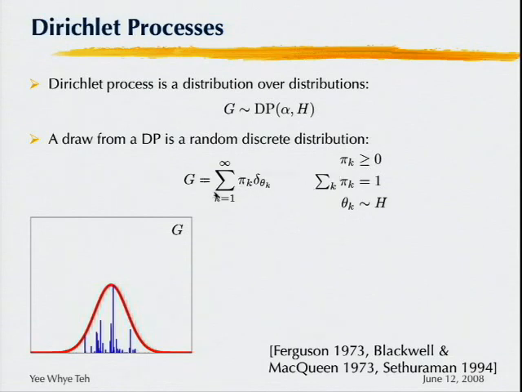I haven't yet told you what the distributions corresponding to theta and pi are. G is random, which means that both pi and theta are random. For theta, it's very straightforward. Each atom in your Dirichlet process is simply an IID draw from the base distribution, H, given here. While the pi's come from what's called a stick breaking process.